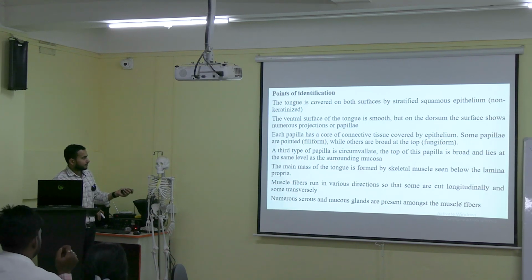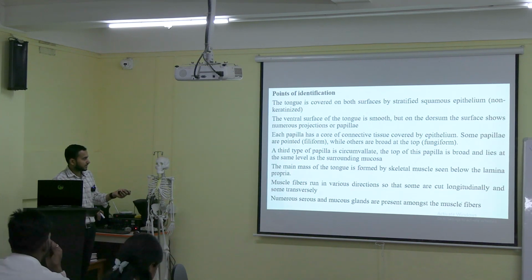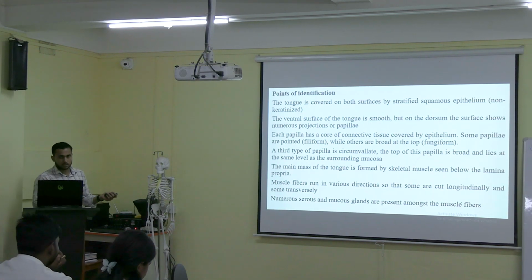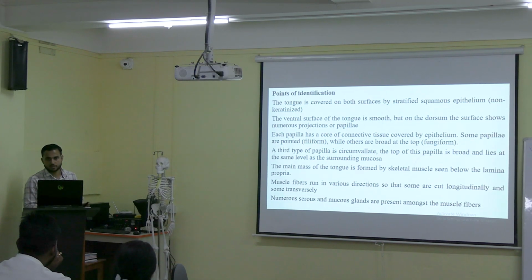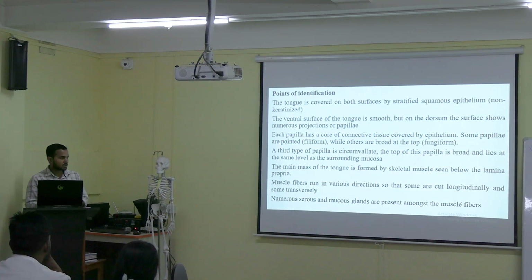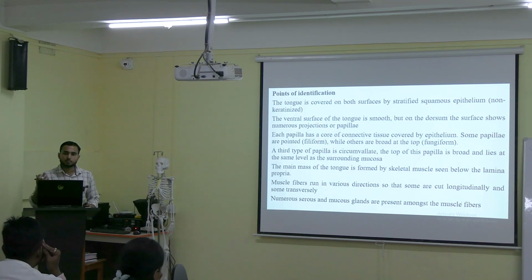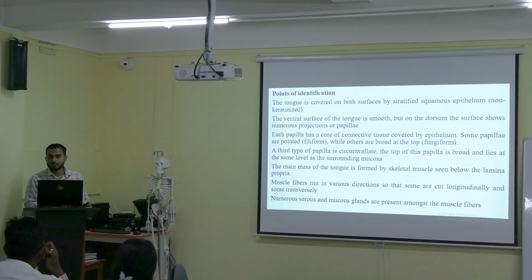Now the muscle fibers run in various directions, so that some are cut longitudinally and some transversely. And in that lamina propria you can see serous and mucous glands along with the muscle fibers. That means along with the main muscle mass we are getting the different serous glands and mucous glands. As I said, where are the mucous glands mainly present? Posterior 1/3 of the tongue, related to the lymphatic follicles. And the serous glands are related to the circumvallate papillae. And the function also we have discussed.